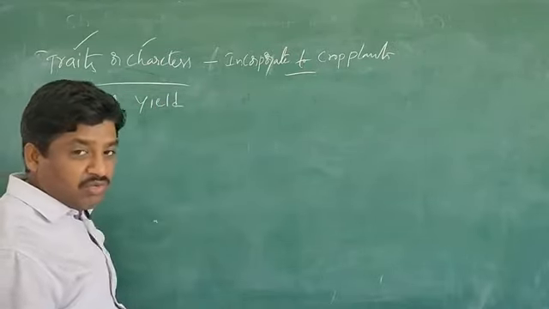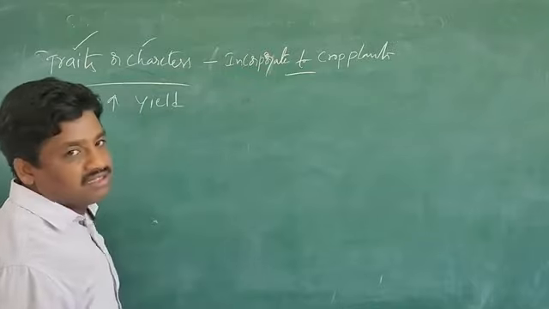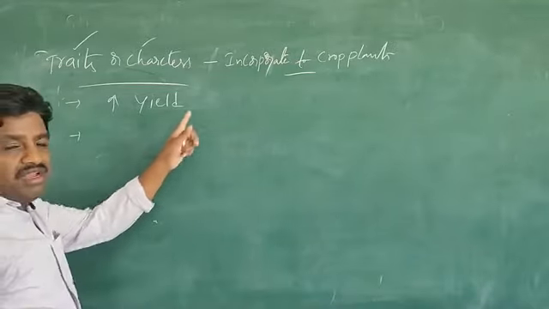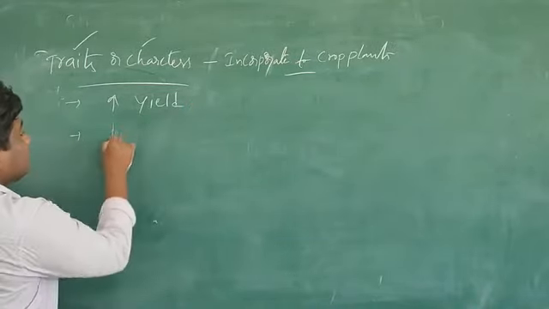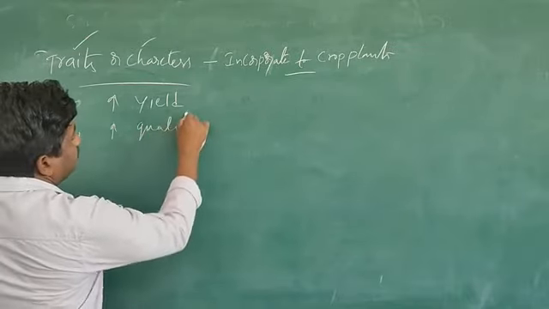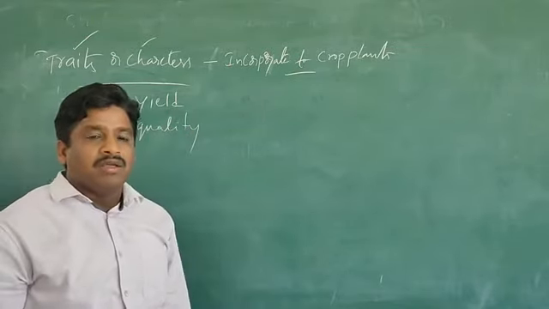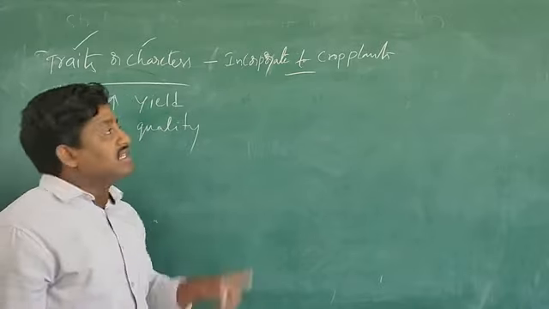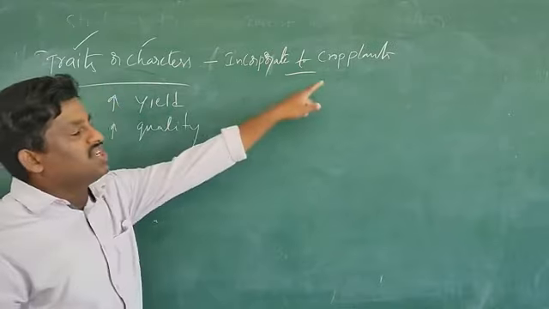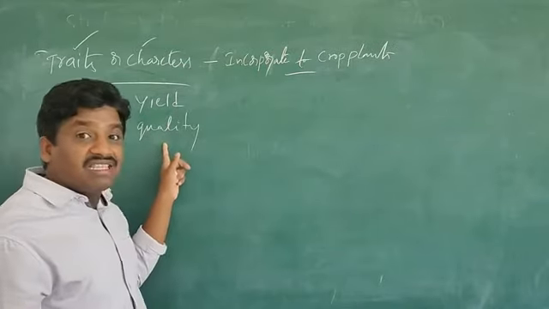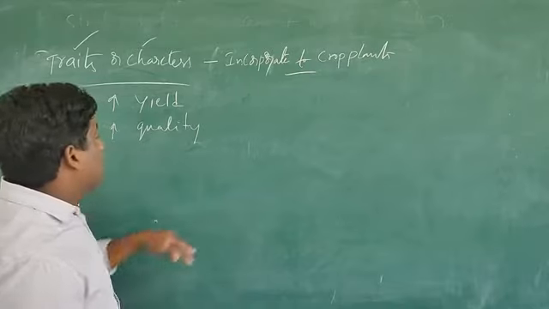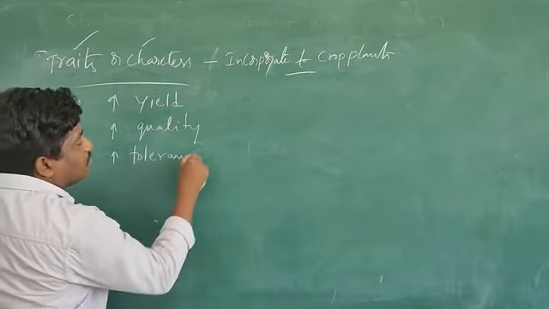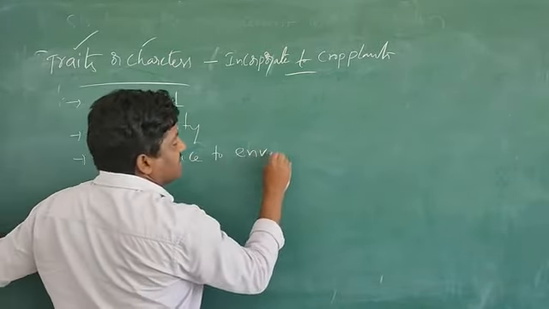Very important features. They can ask this as a 3 marks or 2 marks question. So it increases the yield of the crop plant, and increases the quality. Productivity and quality can increase when that desirable character is introduced into the crop plants. And also, it increases the tolerance to environmental stresses.